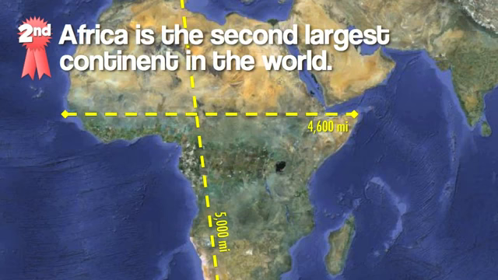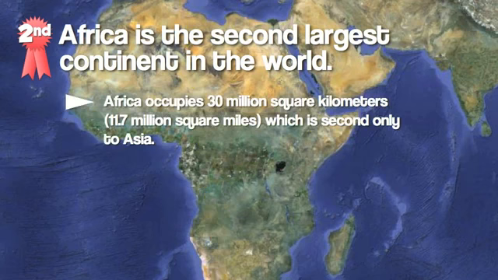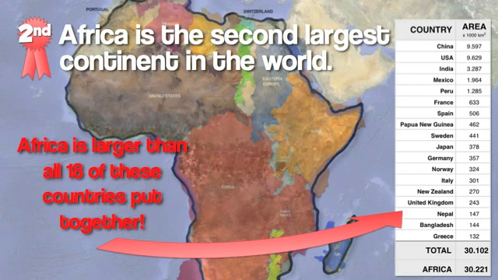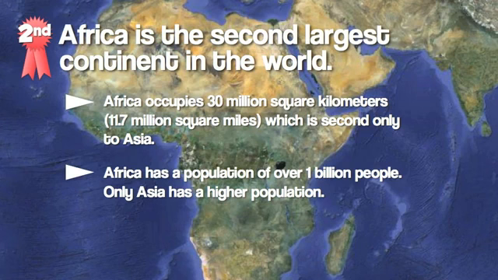That gives Africa a grand total of 30 million square kilometers, which is 3 times the size of the United States, or is larger than all 18 of these major countries put together. That's pretty huge. The other way to measure the size of Africa is to talk about the fact that there are over 1 billion people who are living in Africa. Now, that puts Africa second to Asia in both of those categories.